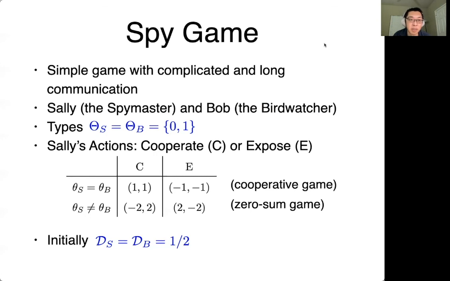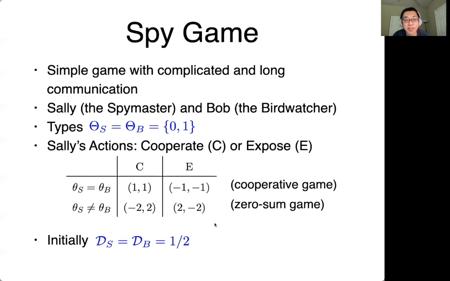And in the end, we want to introduce another game called the spy game as an example of complicated and long communication. So in this game, we have Sally, the spy master, and Bob, the bird watcher, and their types are drawn from 0 and 1. And we can view that as two separate countries, country 0 and country 1. And Sally's actions are to cooperate with Bob or to expose Bob.